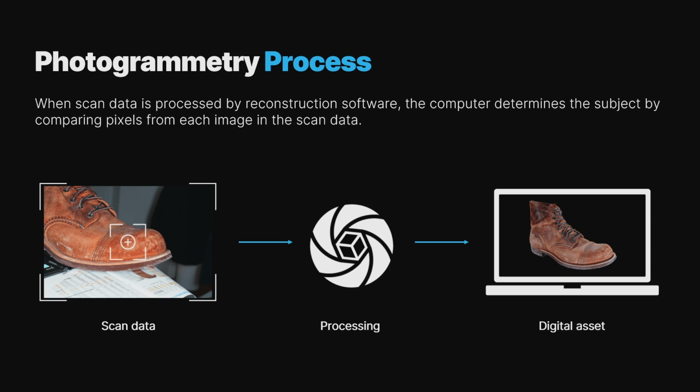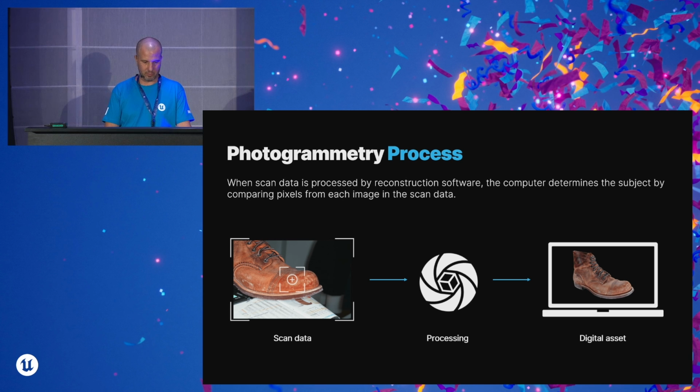So this is the general photogrammetry process. You have your scan data, which is a lot of images of your object. Then you put it into RealityCapture, and then we can export it as a 3D model with textures and sometimes a normal map and displacement map.